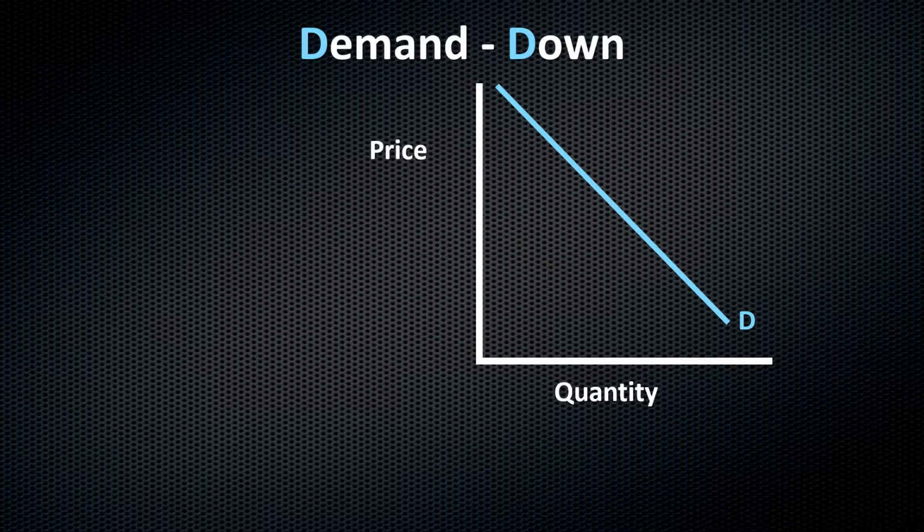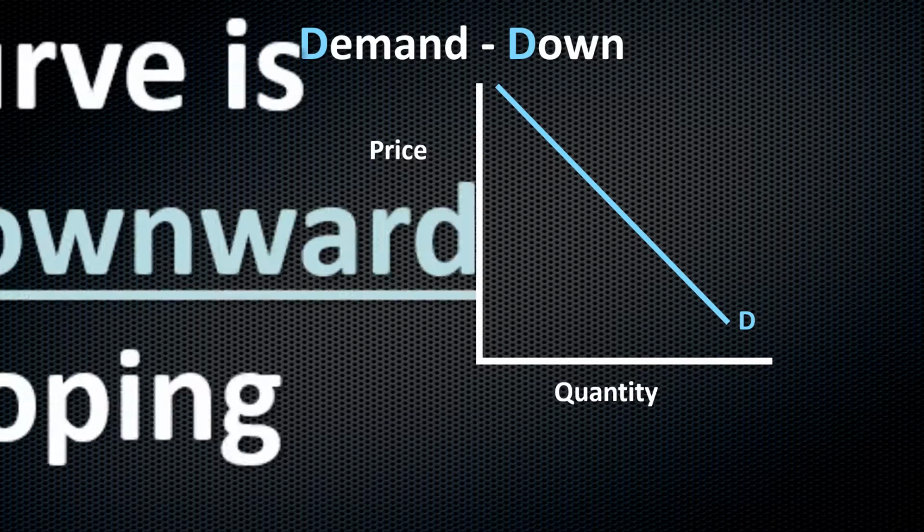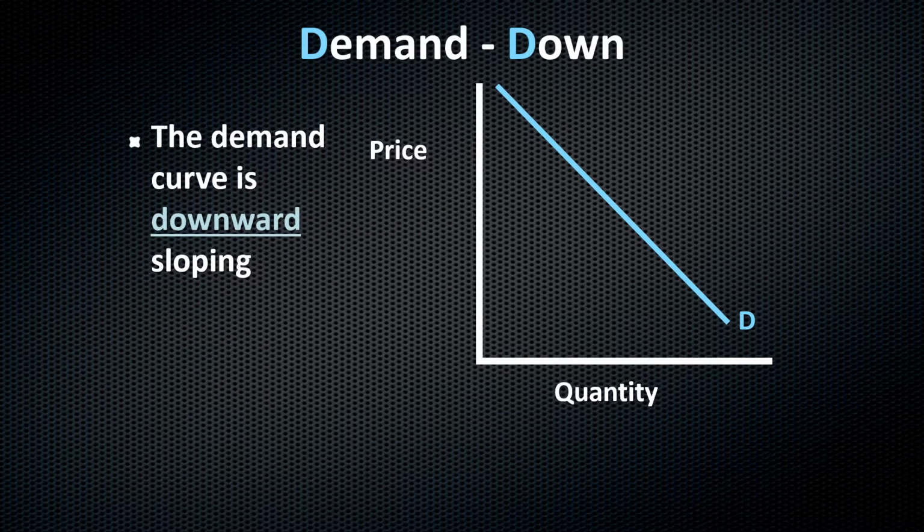Demand down. All right, make sure that you label all parts. It is a downward sloping curve. So my y-axis is price, my x-axis is quantity, and my slope downward, and I label it D. See?